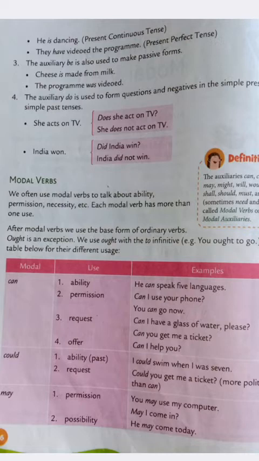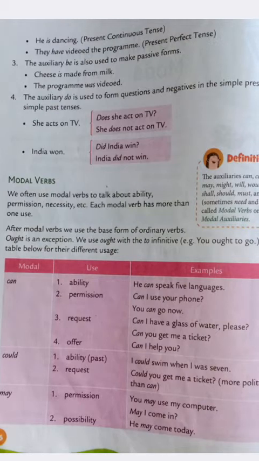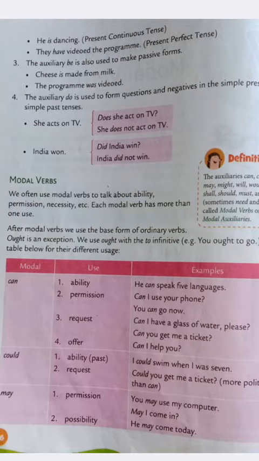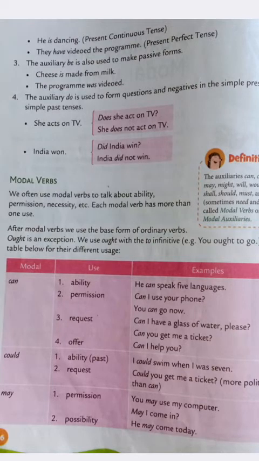Second, permission. Permission is being taken or given. Can I use your phone? You can go now. Third, request. Can I have a glass of water, please? Request is being made here. Can you get me a ticket? Here also there is a request. Fourth, offer. Can I help you? Here an offer is given.